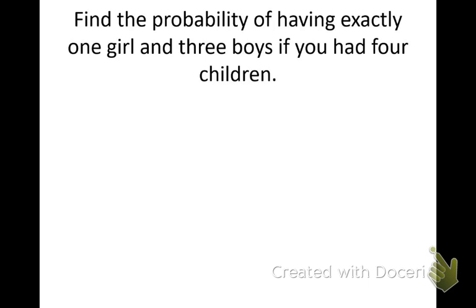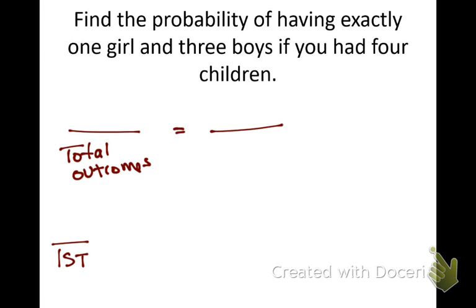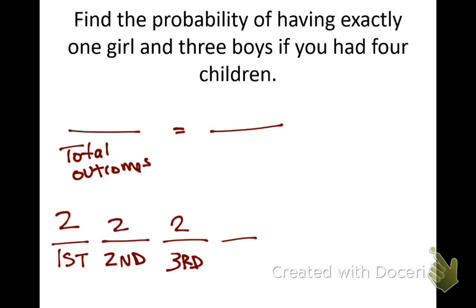So the probability of anything, theoretically, because this is all theoretical, the total outcomes goes on the bottom, right? So we need to find how many total outcomes there are to have children. When you have your first kid, how many options are there? 2. When you have your second kid, still 2. Third, 2. And then fourth, 2. What do I do with all these 2's? It's the 6th time I heard that today. What? Multiply them. So how many outcomes are there?